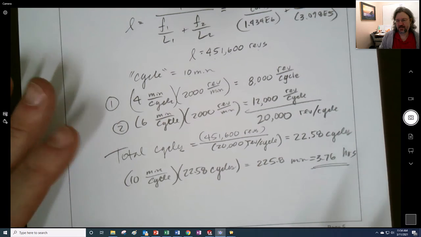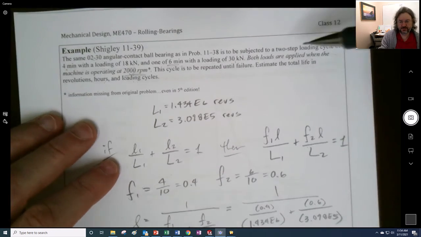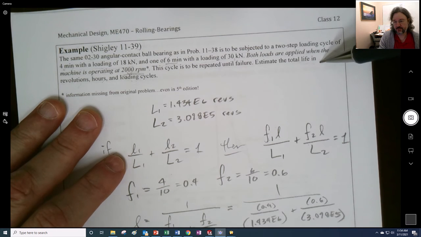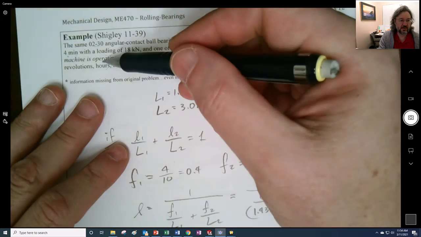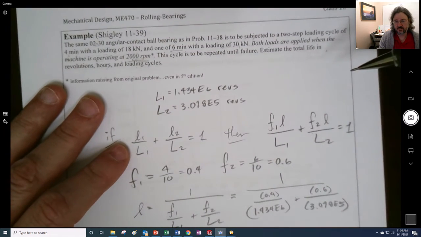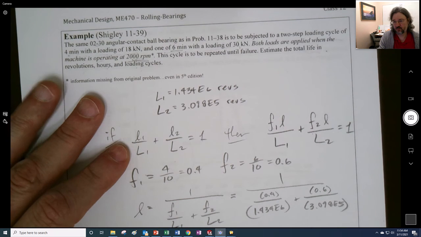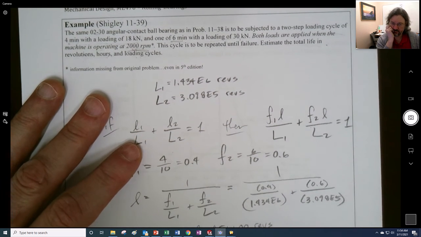This looks really straightforward and simple, but it'd be interesting, and I might do it in class, just to tell you to solve this. Here's the thing for you to do. Think your way through here and solve it. Say, number of revolutions, hours, and loading cycles, and it'll perplex you, right? It'll be kind of like, wait a minute, how am I supposed to do that?